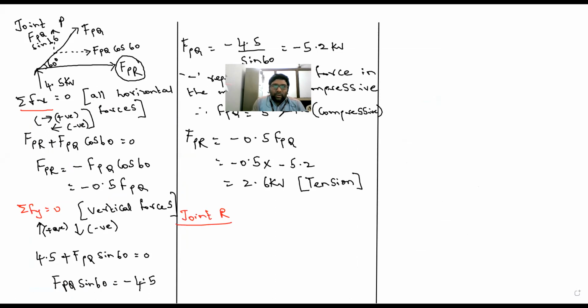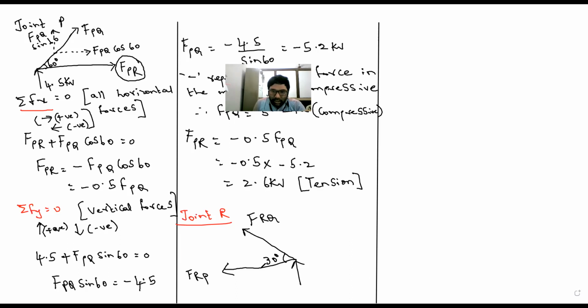Joint R. Now, first, what do we need to do? We need to sketch the free body diagram of joint R. So, what all do we have in joint R? Here we have R, here we have F_RP, here we have F_RQ, and here we have an inclination of 30 degrees. Okay, so this is the free body diagram for R.